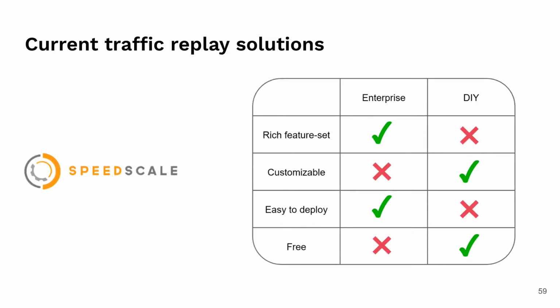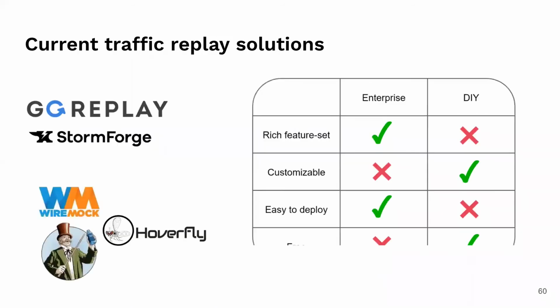Currently, the main enterprise option for Traffic Replay is made by a company called SpeedScale. By charging for their services, they're able to offer a rich feature set, including load testing using recorded traffic and chaos engineering, where the virtualized services are programmed to drop or mishandle requests. However, it's not open source, so it's not customizable.